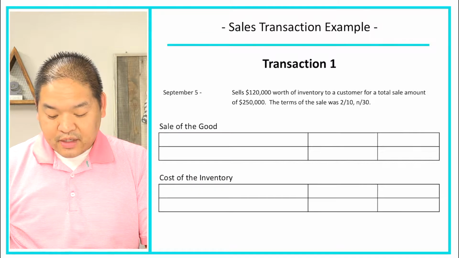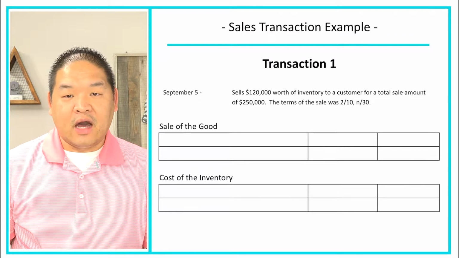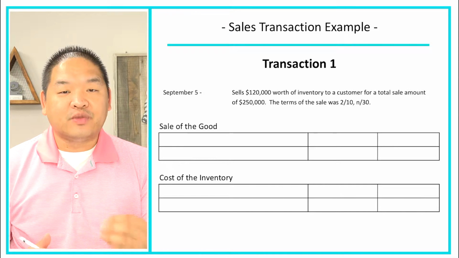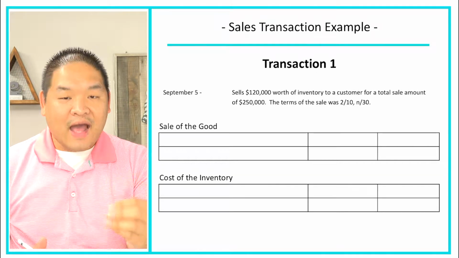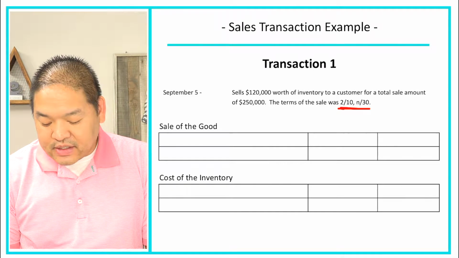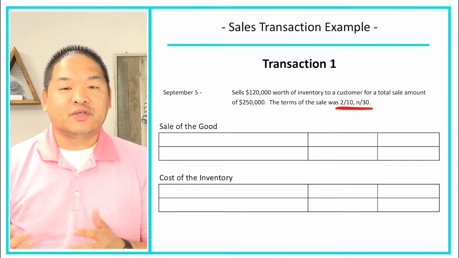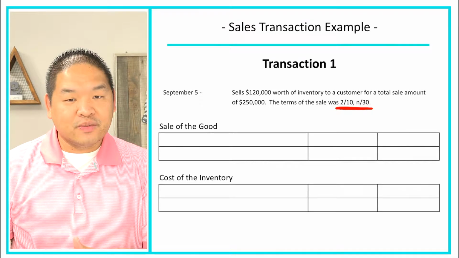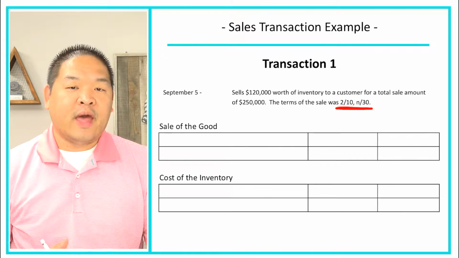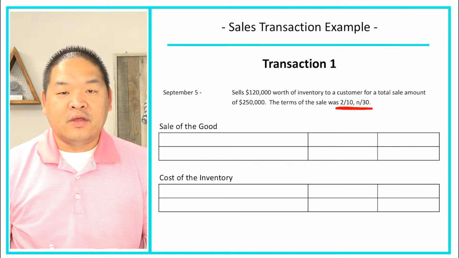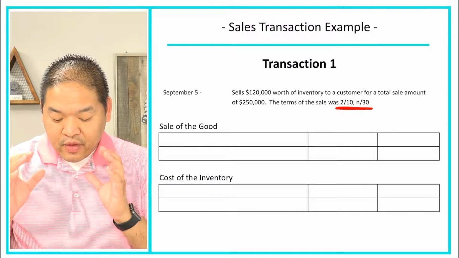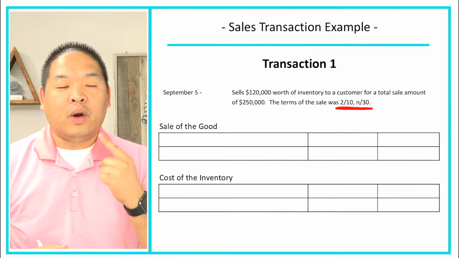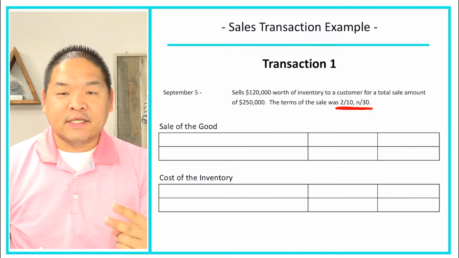Now, in this problem here, we don't have the words on account, but we also don't assume that this was paid in cash. We assume that it was paid with an IOU because the terms here, 2/10 net 30, are presented. So if you see 2/10 net 30 or the sales terms, then you can safely assume that it was sold on credit rather than on cash. Okay, so the two things that we're going to need to do here is two journal entries, one for the sale of the good and one for the cost of the good.